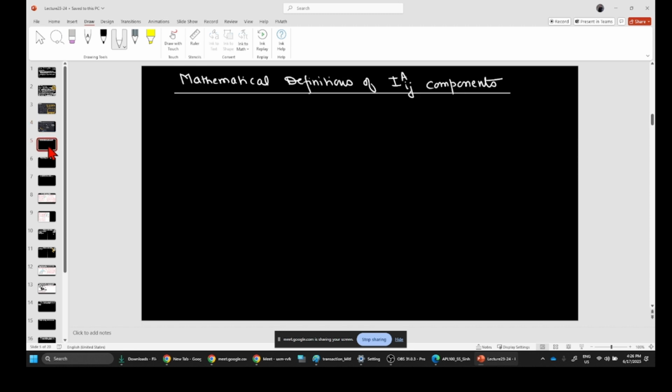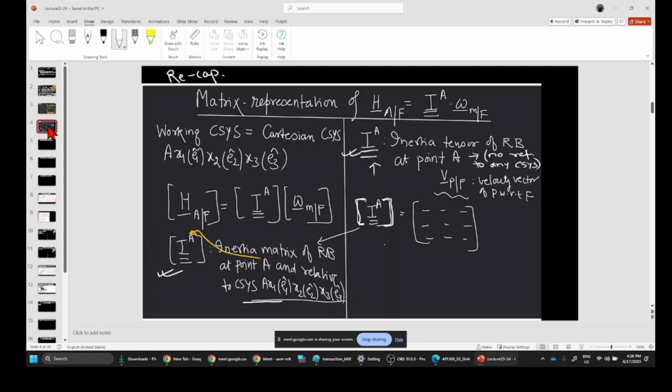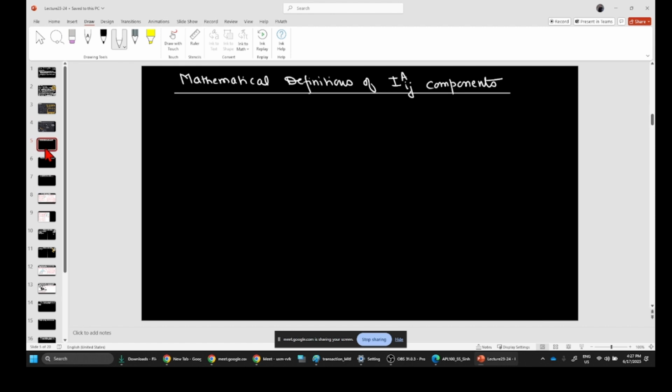Now moving on. So all that was a recap. I just copy pasted the slides from the previous lecture. Now we move on to new material. Mathematical definition of IAij components, where i can take values 1, 2, 3, and j can take values 1, 2, 3.